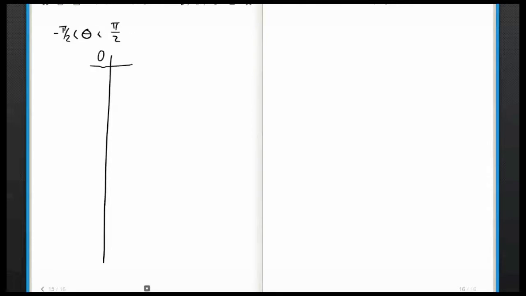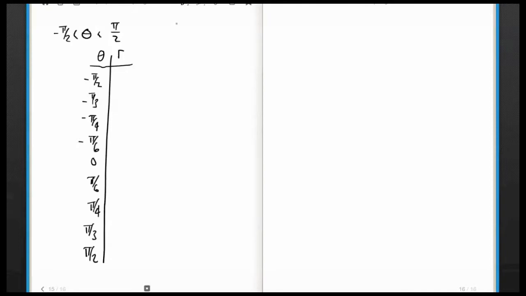So we have theta and r. Theta will go from negative pi by 2, and then negative pi by 3 is the next one that we work with, negative pi by 4, negative pi by 6, and then 0, and then pi by 6, pi by 4, pi by 3, and then all the way up to pi by 2.